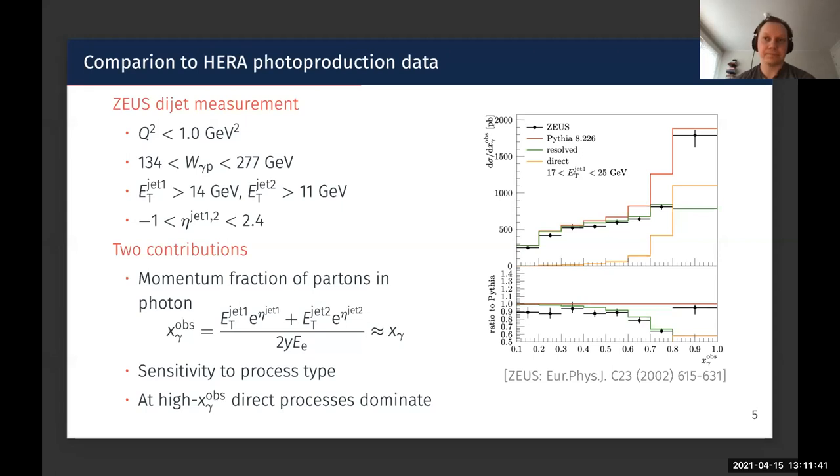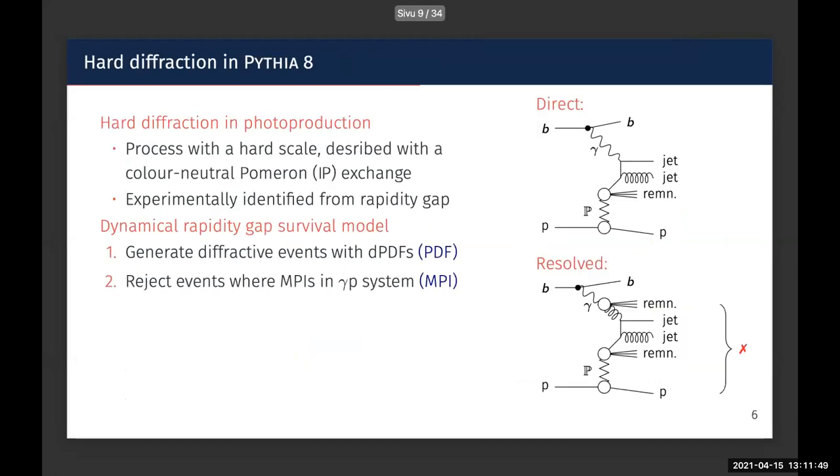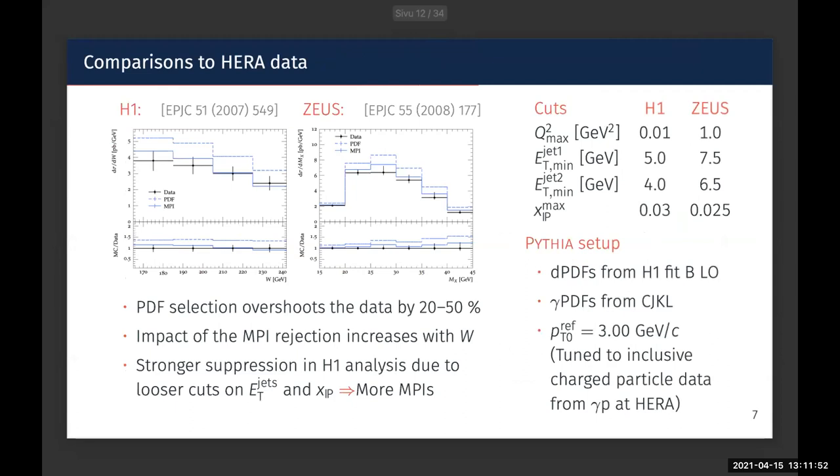Thank you for the talk, Ilkka. I have just a question for my understanding. I think it was on slide 7 that you said that the impact of this MPI rejection increases with W. Can you maybe explain what this MPI rejection means phenomenologically, to my understanding?